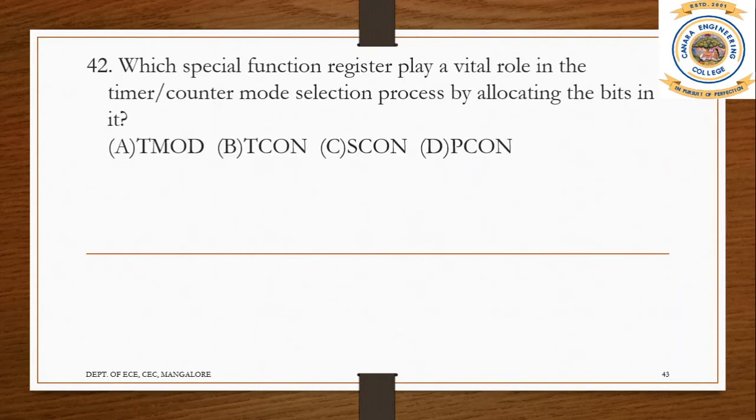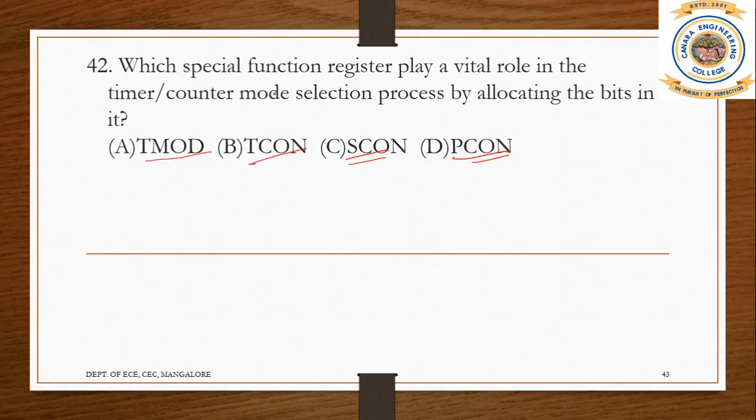Which special function register plays a vital role in timer counter mode selection process by allocating the bits in it? What does it mean? Out of these registers: TMOD, timer mode; TCON, timer control; SCON, serial control; and PCON, power control. Usually students confuse the names of these. This is the serial control register, not parallel control, and PCON is the power control register. TMOD is the timer mode register and TCON is the timer control register.